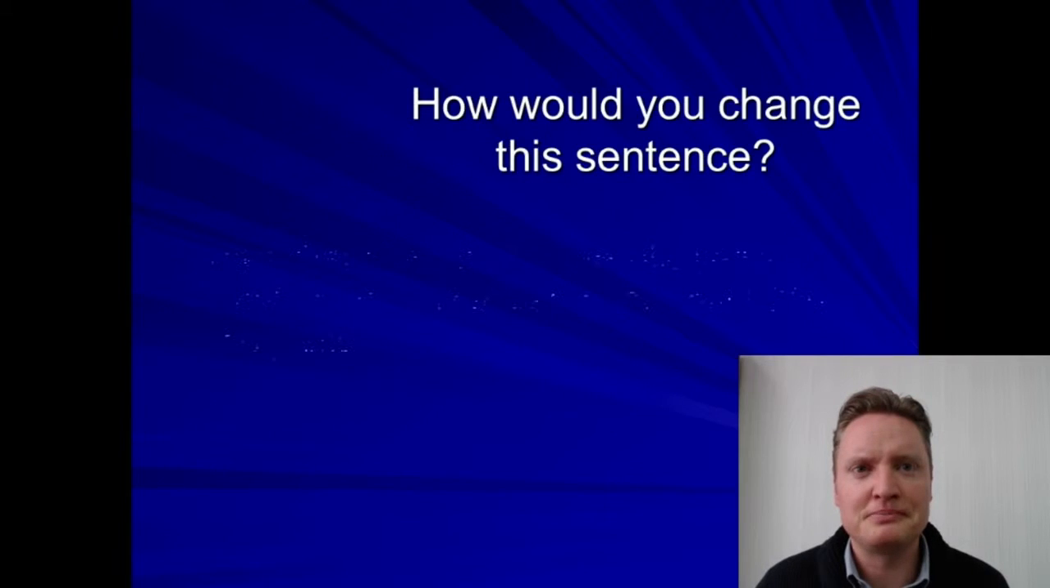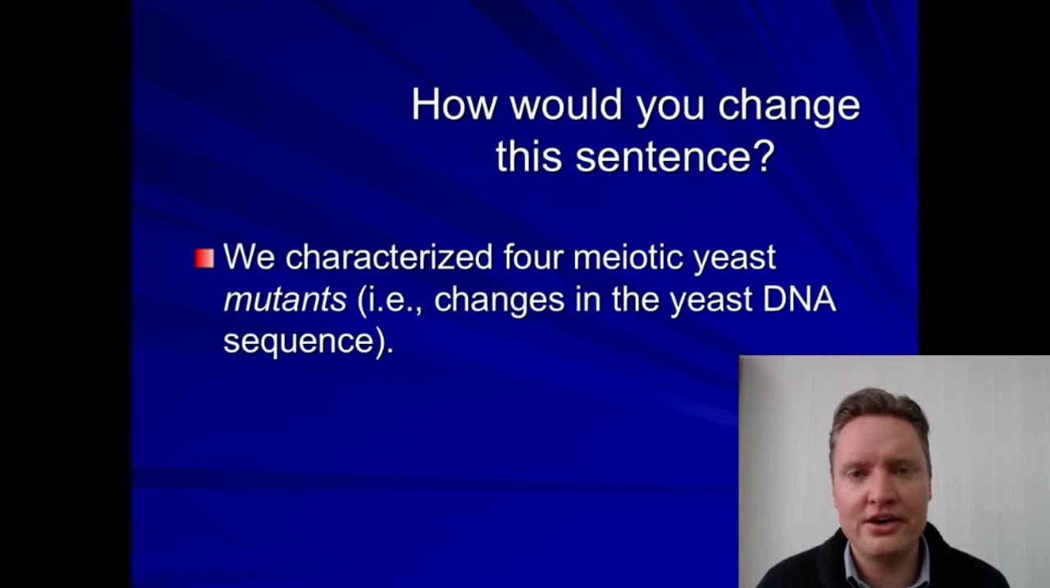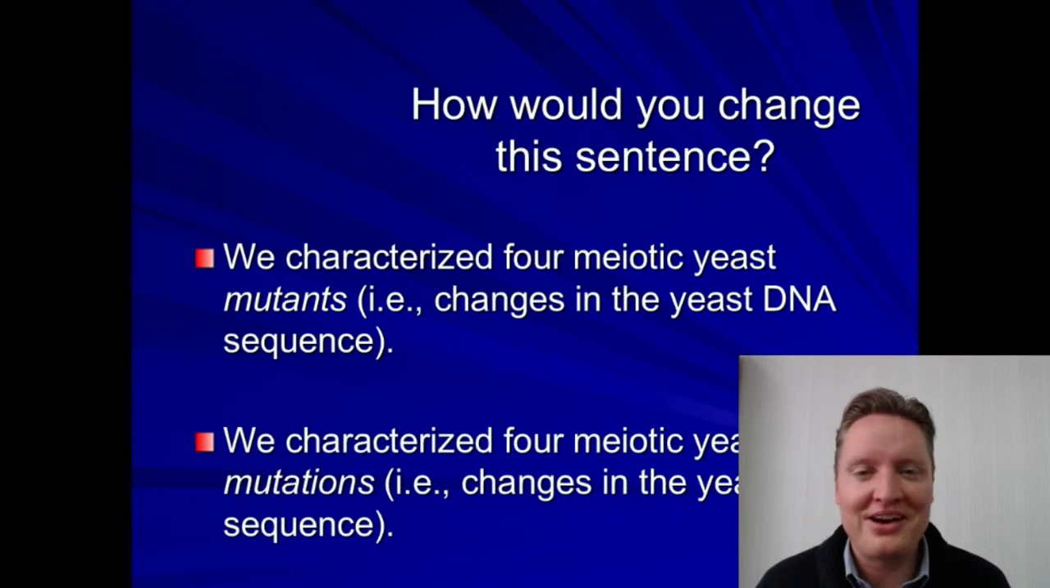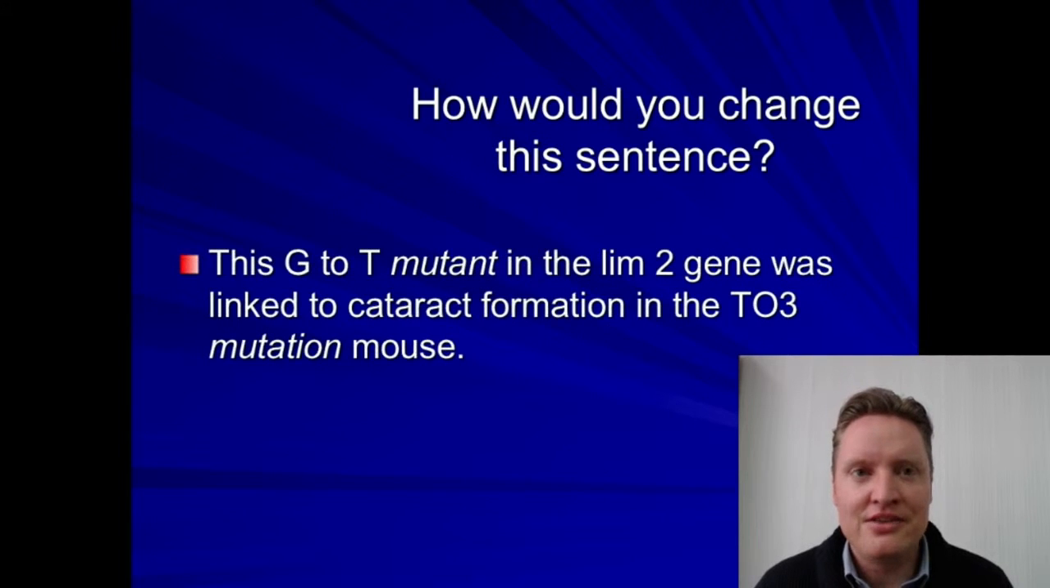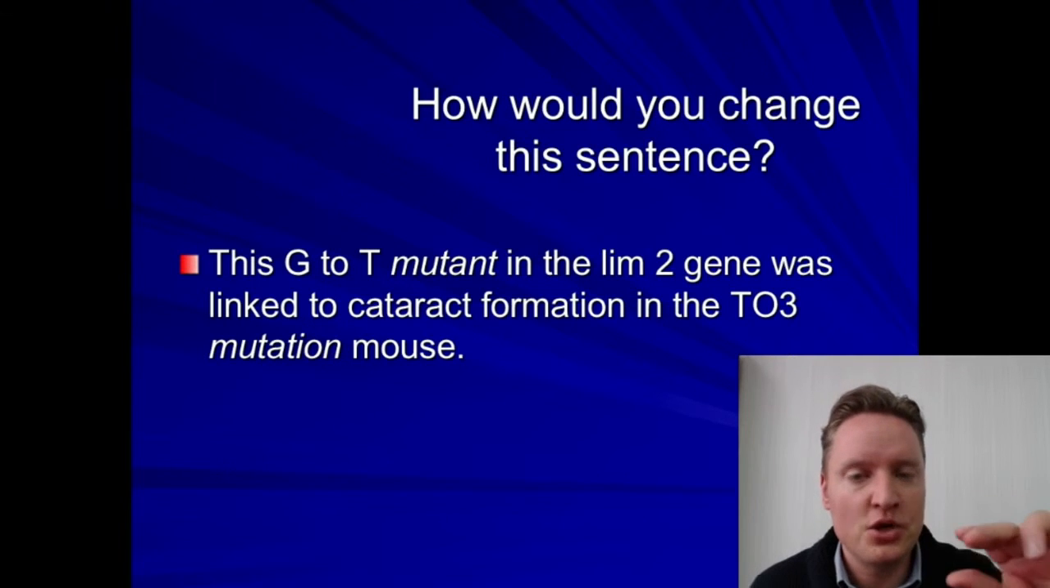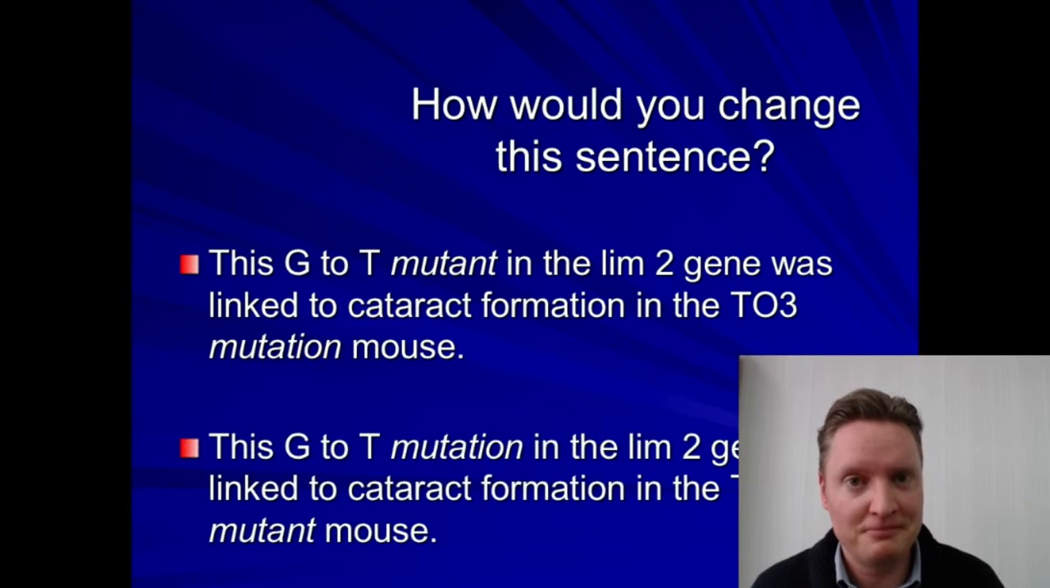Let me give you an example. We characterized 4 yeast mutants. These were changes in the yeast DNA sequence. No, we characterized 4 mutations. Here's another example of an error. This G to T mutant, no, it's a mutation. This isn't the whole gene. This is a sequence or a part of the total gene. So we would say mutation.